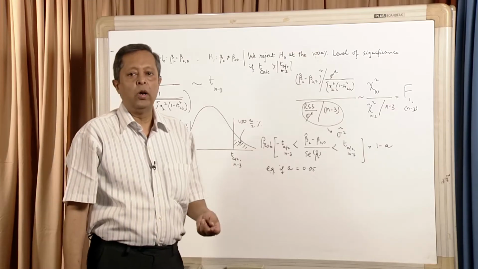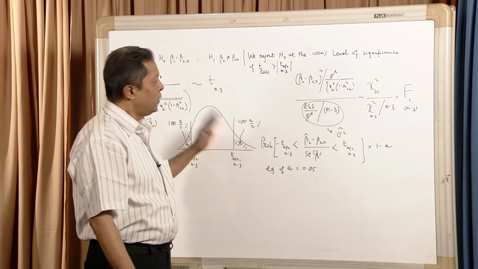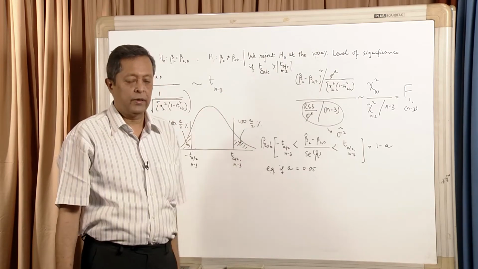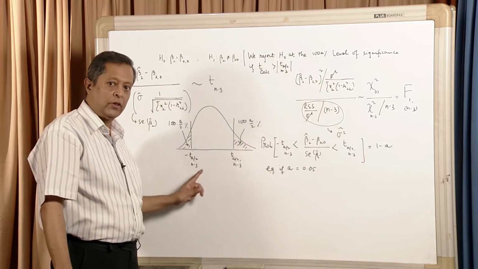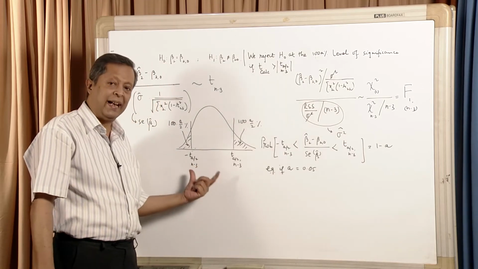Now, we will go on to some more tests about a single coefficient, but before that please note that because we have two goalposts here, it is called a two-tailed test.